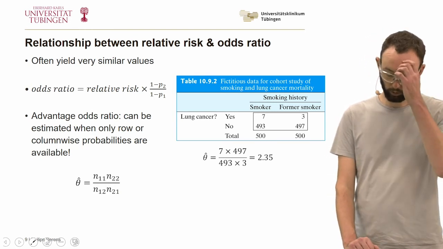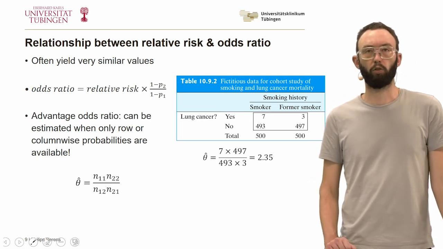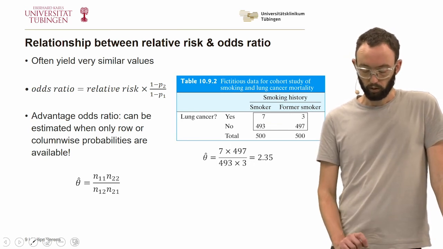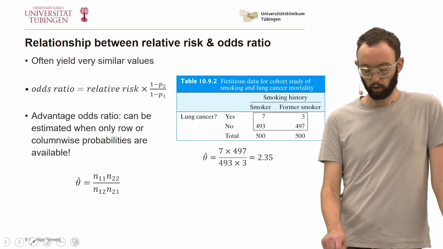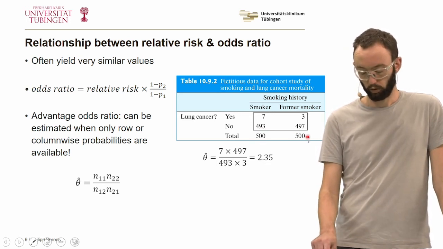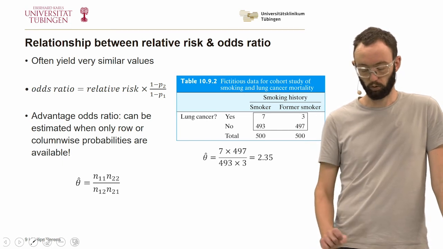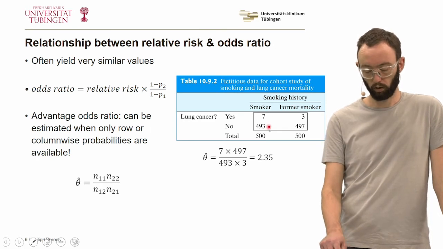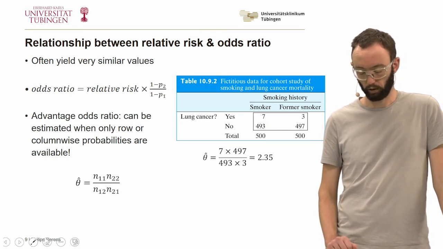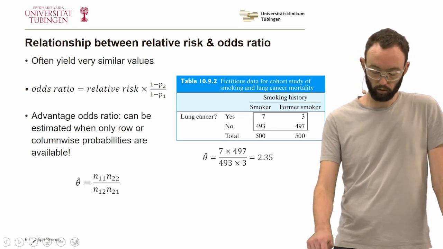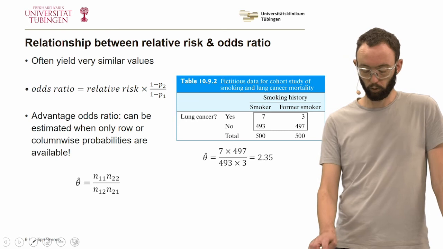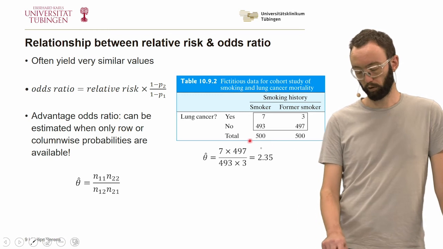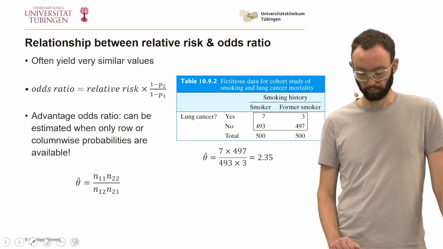So if we look at some fictitious data here for a cohort study of smoking and lung cancer mortality, this is different data than before. What we did here was a cohort study in the sense that we enrolled 500 smokers and 500 former smokers. Of these 500 smokers, we found 7 had lung cancer and 493 did not, and 3 of the former smokers had lung cancer and 497 of the former smokers did not. But in both cases, 500 were observed.